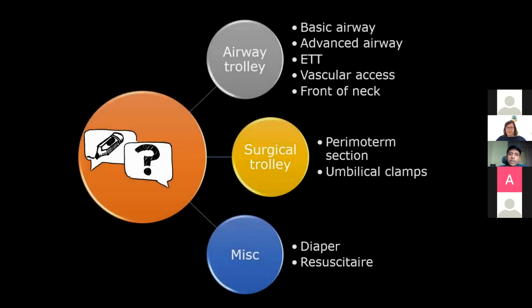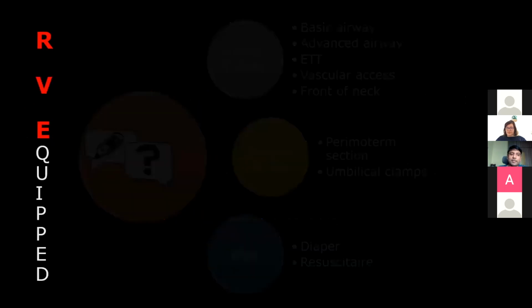So we all know in emergencies, we have airway trolleys, which have your A, B, C, D of airways, and the surgical trolleys, which will have the perimortem sections and umbilical cords, and a few other things which we might need in this situation, and just a diaper. Looking at whether we are well equipped.